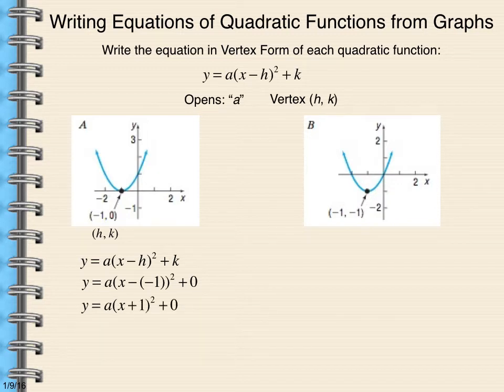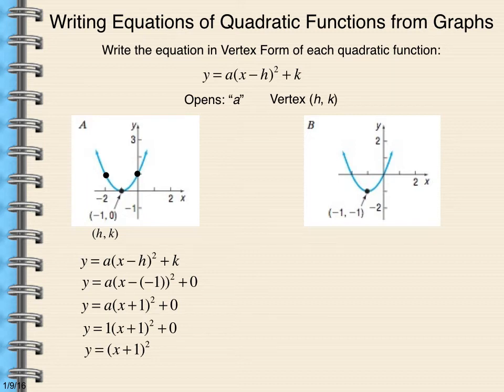And now to determine A, we'll look at the width of this parabola. From the vertex, I went over 1 and up 1 to get to the next point. So because of that, my A equals 1. Very often your A will either be 1 or -1. And now we can just simplify this. The most common way you would see this is y equals (x plus 1) quantity squared.